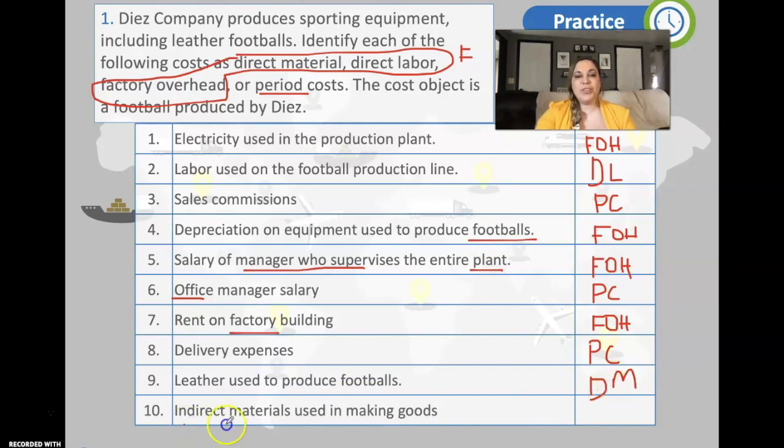Lastly, we have indirect materials used in making the goods. We know that it's used in making the product. It's going to be a product cost, but it's indirect materials. So it's not going to be the direct one. All indirect costs go to factory overhead. I hope you were able to follow along with this and that you understand all the answers to this.